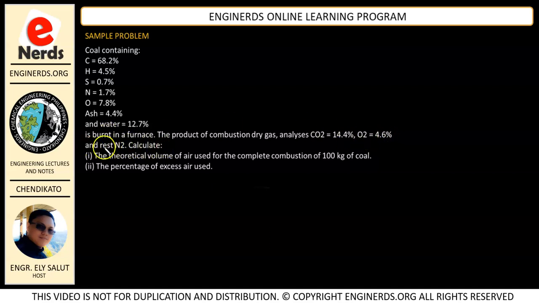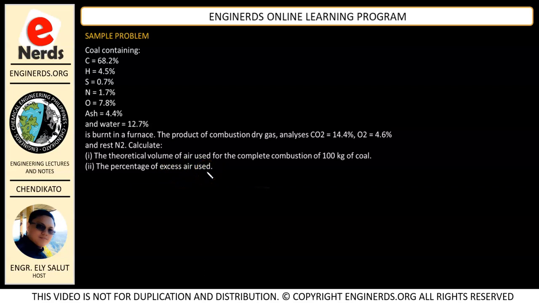So we have to calculate first the theoretical volume of air used to complete combustion of 100 kg of coal. So given na yung weight ng ating coal, no, yung ating fuel. Then we have to determine yung theoretical volume ng air na ginamit for complete combustion. And then finally, we need to get the percentage of excess air used.